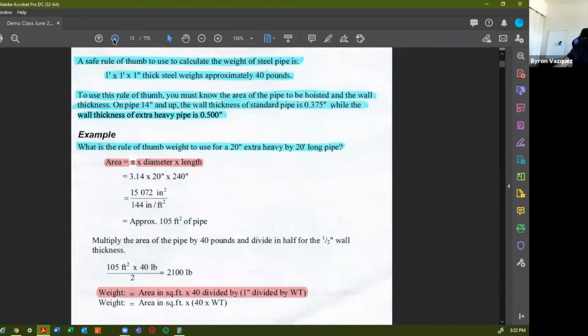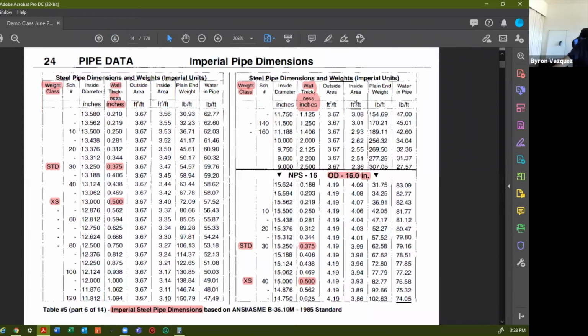And I'll show that to you right out of the IPT. This is a table of imperial pipe dimensions. These go up by increments of 2. And as you can see, this is 16.